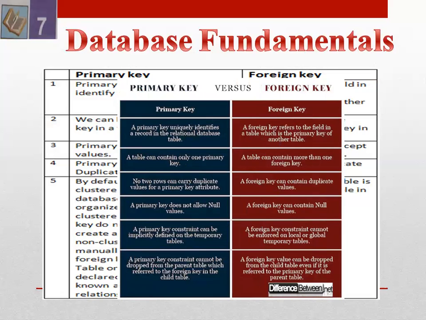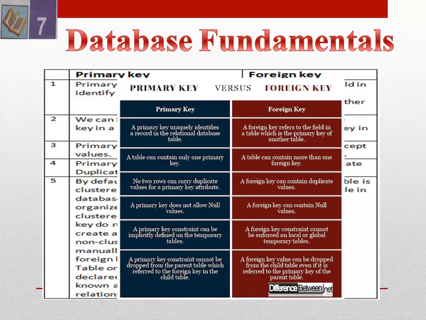Primary key uniquely identifies a record in the relational database. Foreign key refers to the field in a table which is the primary key of another table. A table can contain only one primary key. A table can contain more than one foreign key. No two rows can carry duplicate values for a primary key attribute. A foreign key can contain duplicate values. A primary key does not allow null values. A foreign key can contain null values.